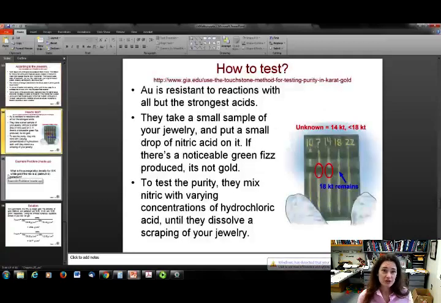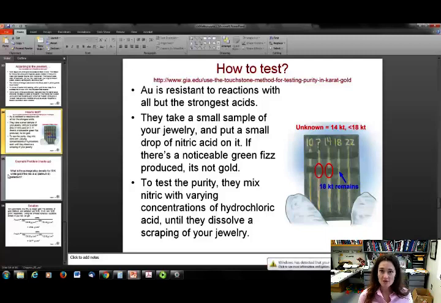Now, if you take your ring to a pawnbroker or you're trying to value the price of your jewelry, they're going to test your ring to see what the carat rating of the ring is. The way that they do this in general is that gold is very resistant to reactions with all but the strongest acids. So what they do is they take your jewelry, they take a special stone, they rub the jewelry on the stone so they get a small trace amount of the metal on the stone. And then they put different acids on the stone on top of your metal rubbing and see if the acid can dissolve the metal or not.